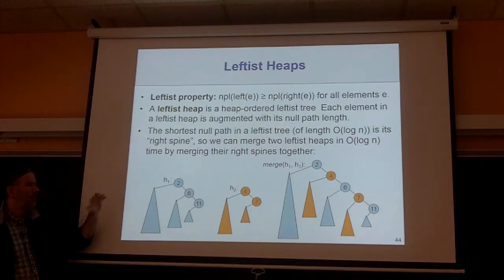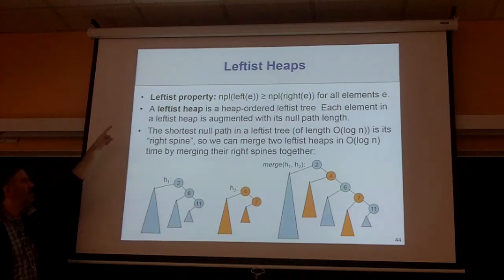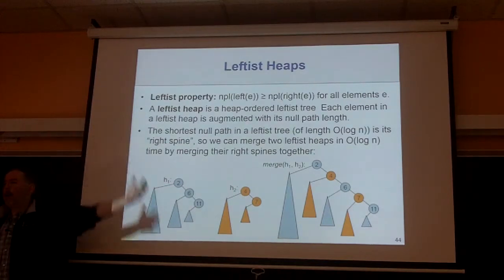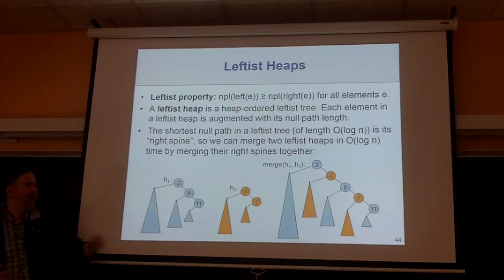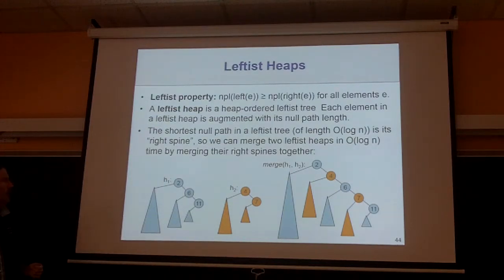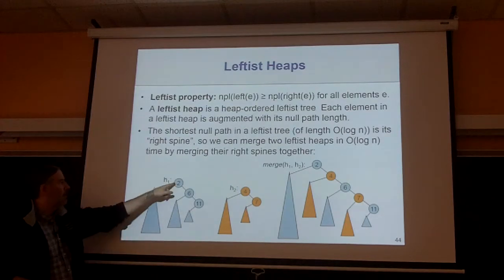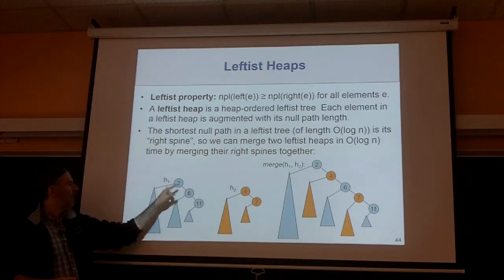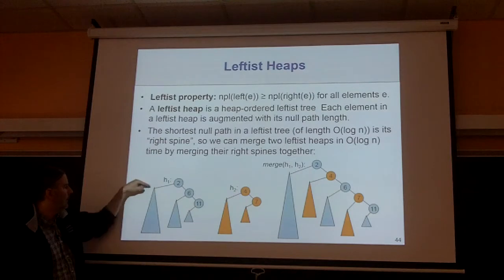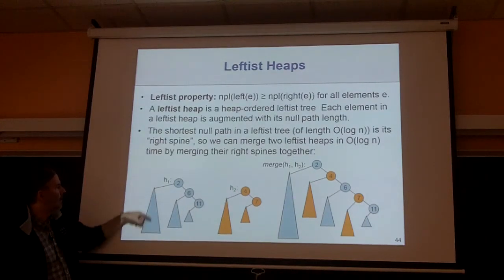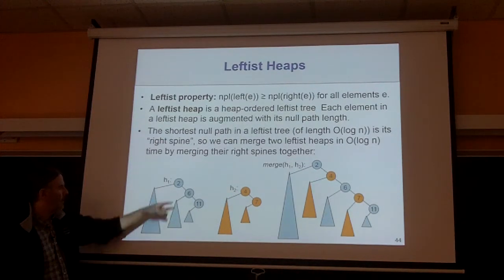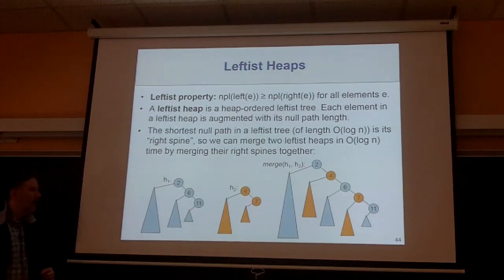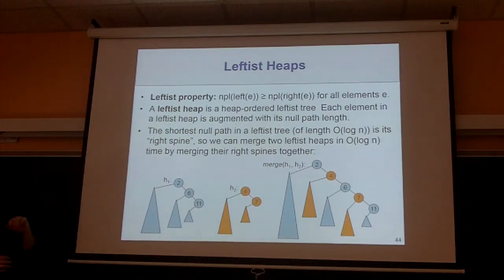A lot of times in a class, people will teach just this and none of the other surrounding context. And I think you miss out on a lot if you just see this idea, because it looks very random and arbitrary. The leftist heap is basically a null path augmented heap, just like we just did. For every node, you swap the children to make sure that the left guy is the one with the longer null path, and the right guy has the shorter null path. So it is really nothing different from a null path augmented heap.